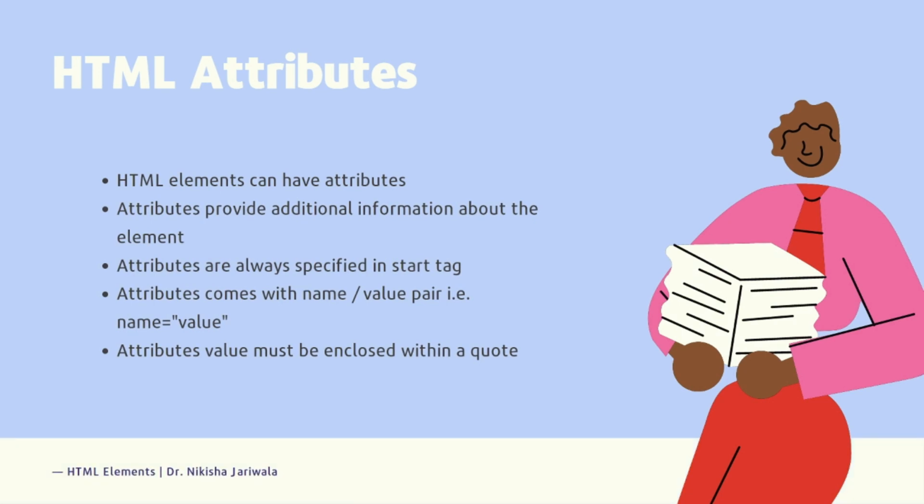Another important thing to remember is that attributes are always written within the start tag. Again, attributes are always written within the start tag. If you want to specify any additional information, it is to be written within the start tag. And attributes are in the form of name value pairs.